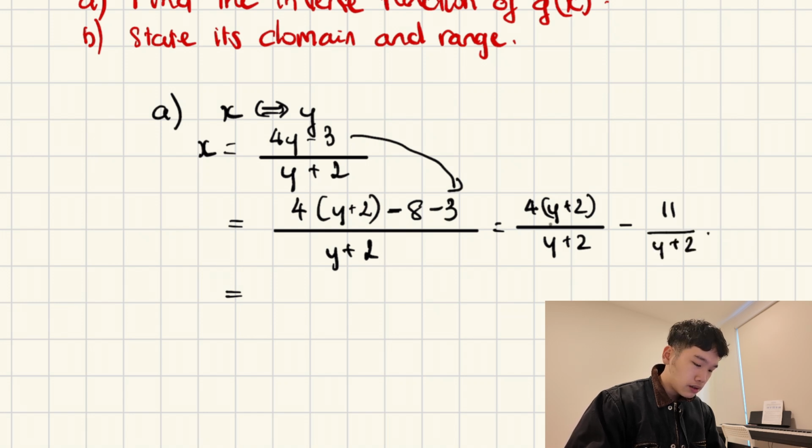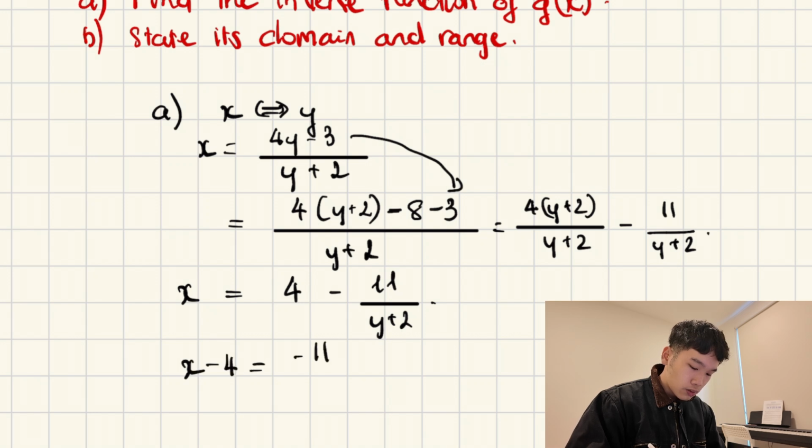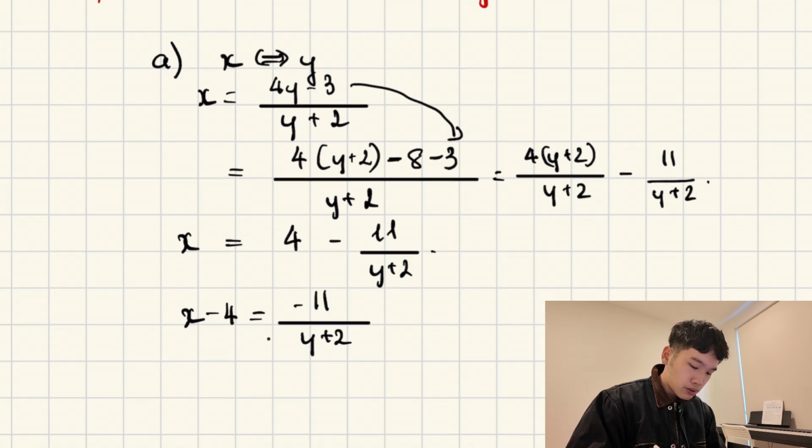So this is going to be 4, right? 4 minus 11 over y plus 2, all right? So all we want to do next is solve for this y. So we want to put the number 4 onto the left first. So x minus 4 equals negative 11 over y plus 2. And the next step is you want to swap these ones. So y plus 2 equals negative 11 over x minus 4.